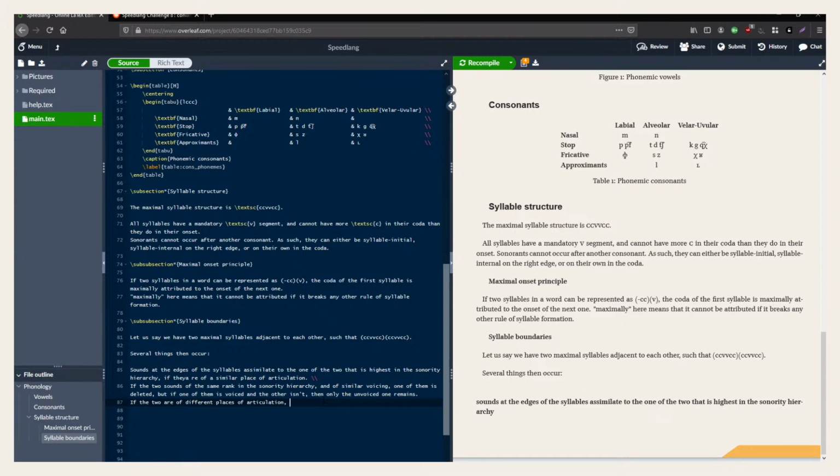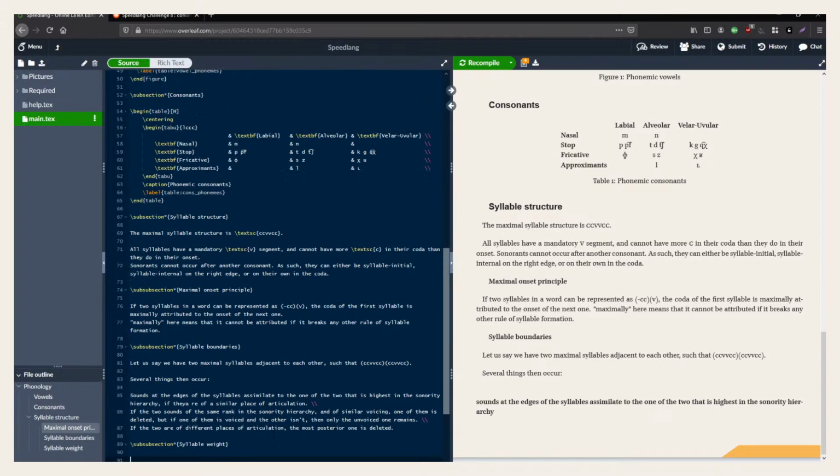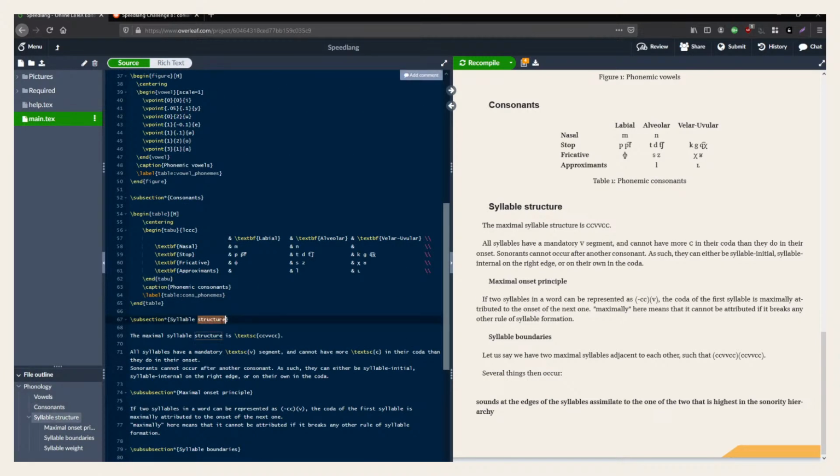If the two are of different places of articulation, what happens then? I'm going to go with syllable weight, and then I'm going to be jumping to word structure.